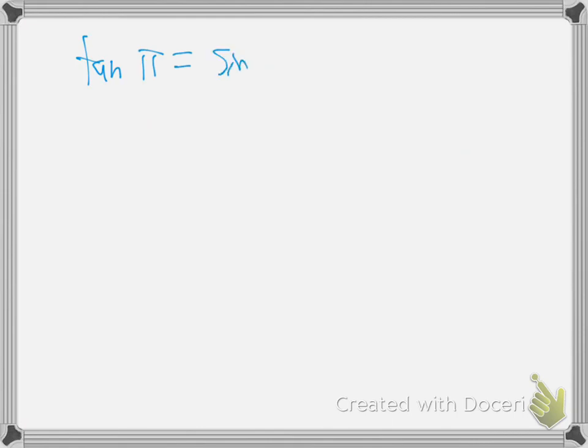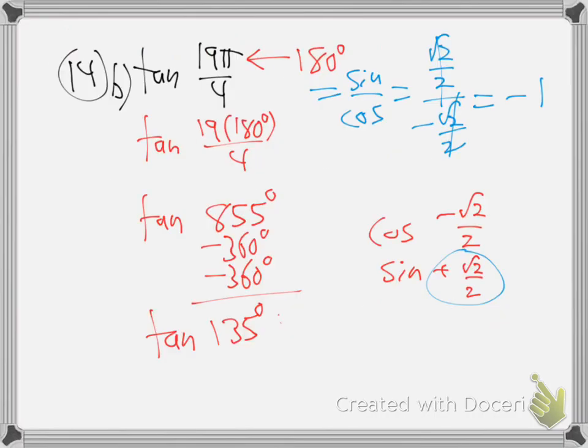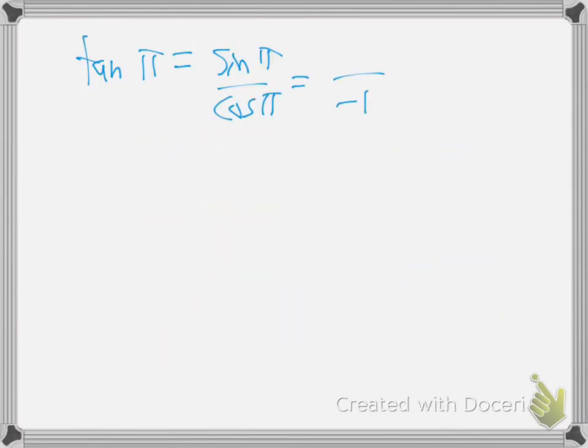So, again, it's sine over cosine. Tangent is always sine over cosine. So we just go to pi, find the sine and the cosine. Let's go there. So, here's pi, cosine, sine. The cosine is negative 1, sine is 0. Bring it back. Cosine is negative 1, sine is 0. Good so far? Just grab those.